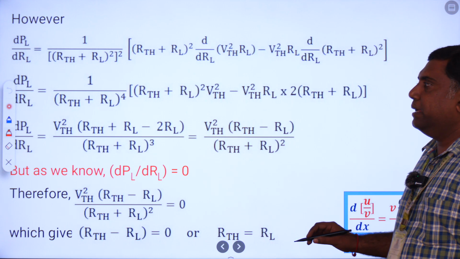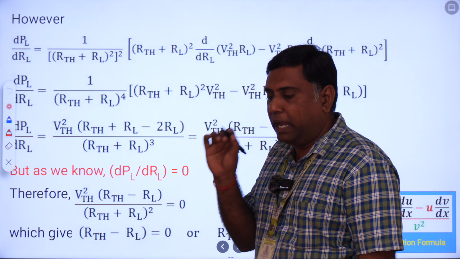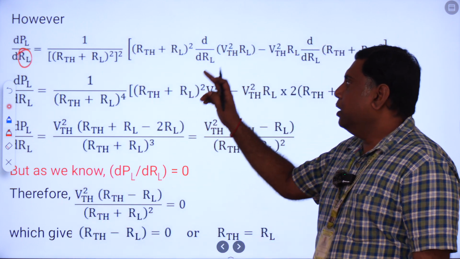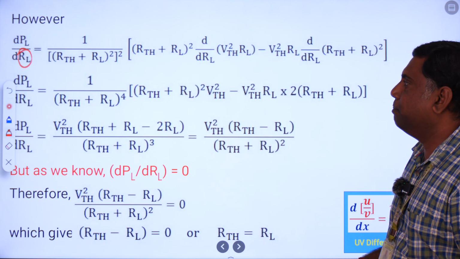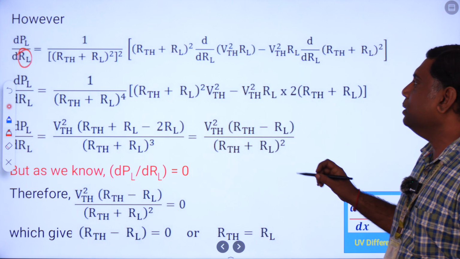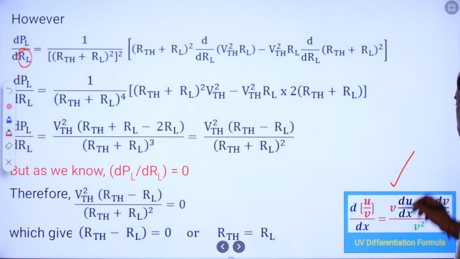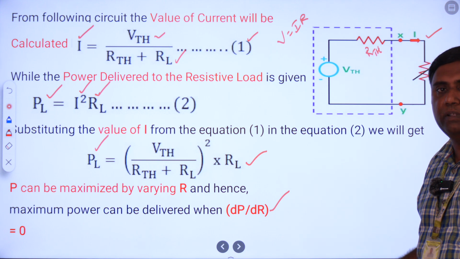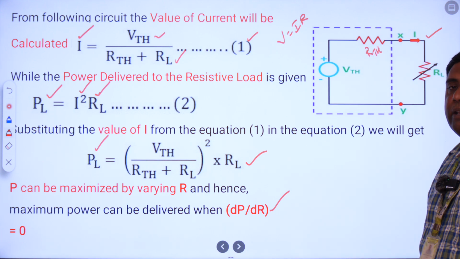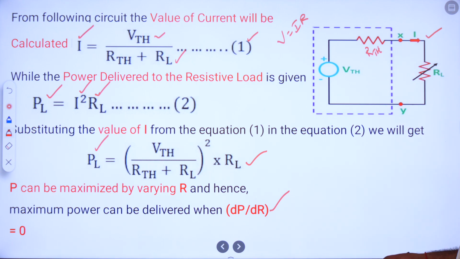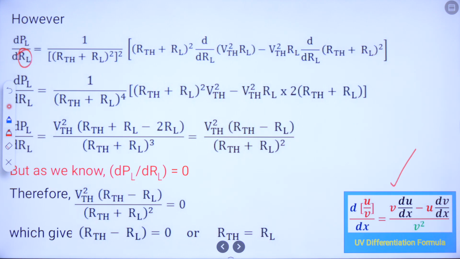Here only the variable value is RL. So for dou P by dou RL, the differentiation of load power with respect to load resistance, we have to apply the UV differentiation formula to the given equation. The equation we found is PL equals V Thevenin squared divided by R Thevenin plus RL, squared, into RL. For this equation, we apply the UV differentiation formula.